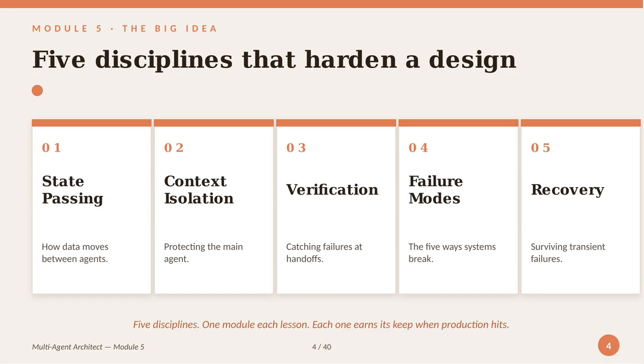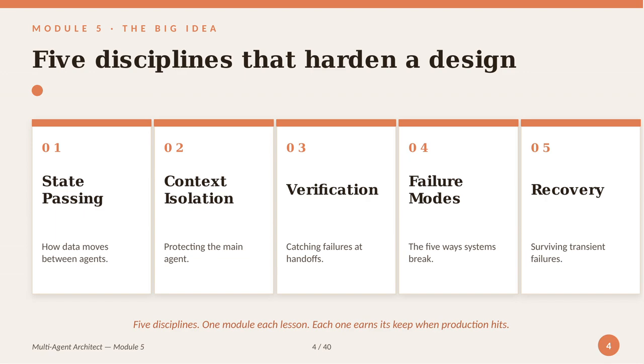Discipline 2. Context isolation. Protecting the main agent's working memory from the inevitable bloat that comes from subagents reading large amounts of material. Without this discipline, long-running systems silently drift into incoherence. Discipline 3. Verification. Catching failures at agent handoffs before they cascade. Schema validation. Sanity checks. Sometimes a dedicated verifier agent in its own role.